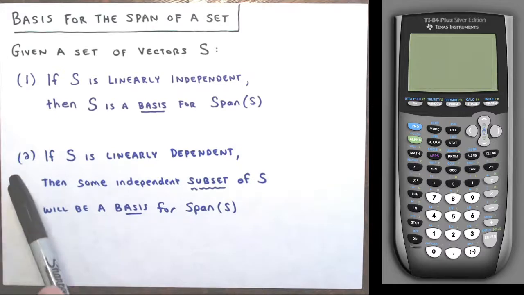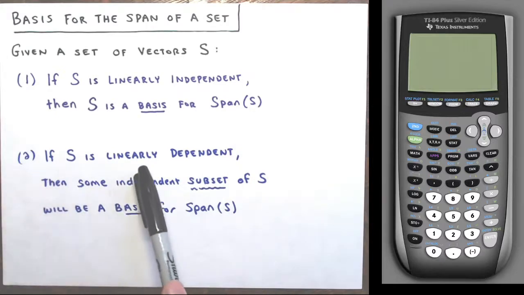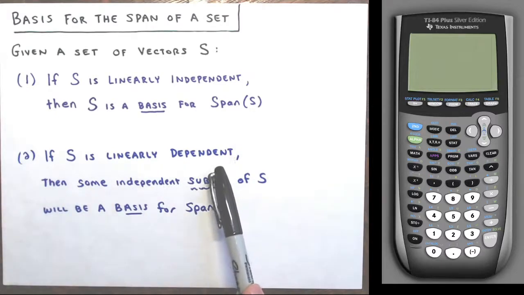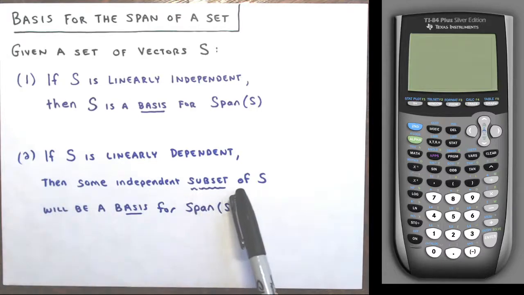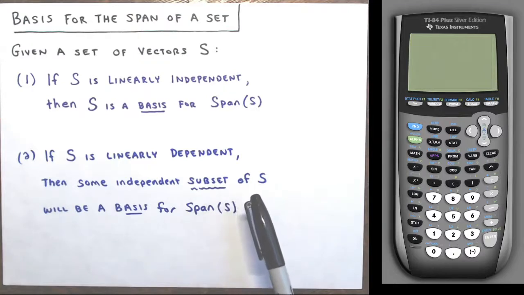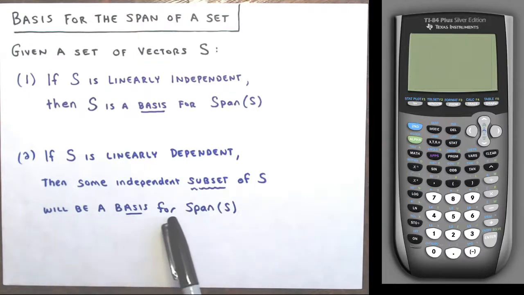On the other hand, if S is linearly dependent, then there's going to be some independent subset of S, some smaller set of vectors in S that will be a basis for the span of S. And we'll figure out how to find those, how to shrink down S to an independent subset that would span the same vectors as S spans.